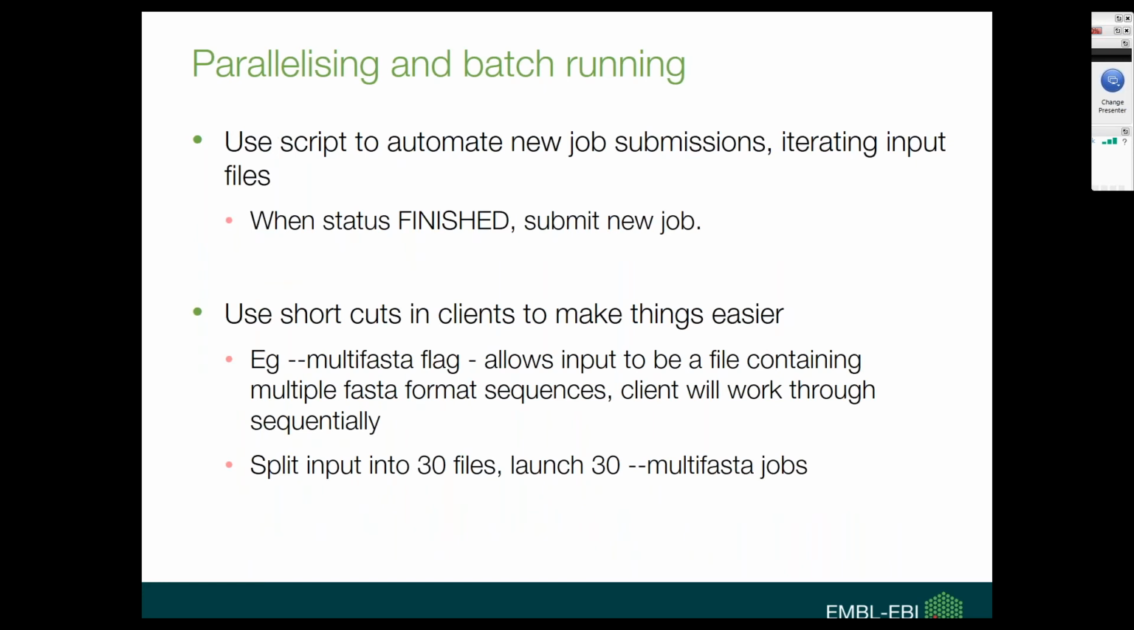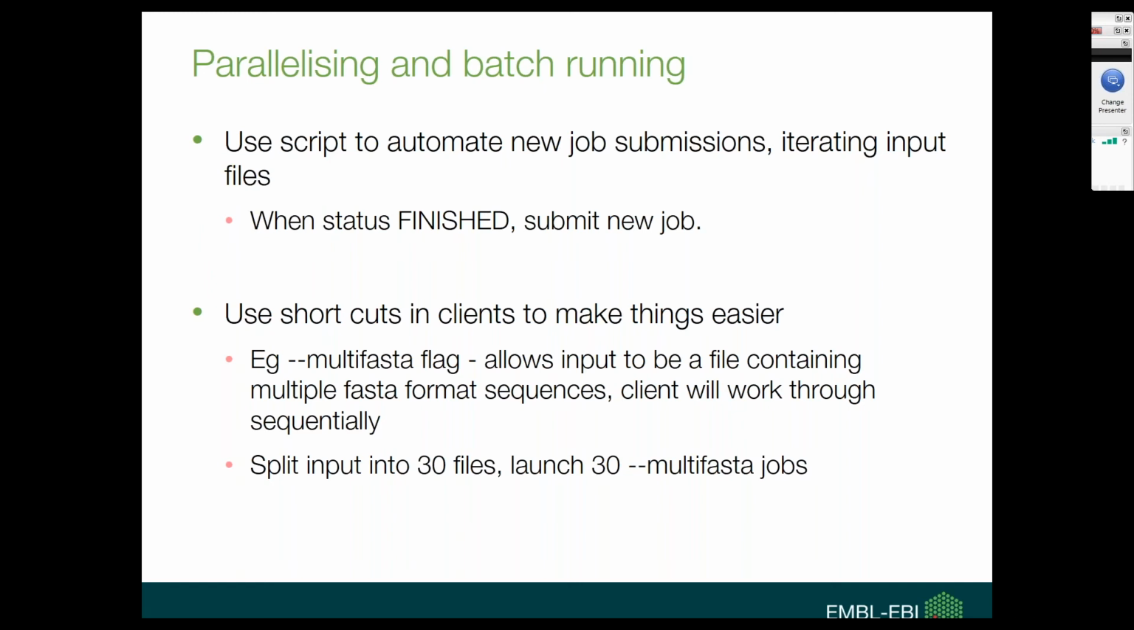So how do you actually end up parallelizing or batch running these things? One way is to use a script to automate new job submissions. What you're doing is replacing that input file name with a new input file name. You can use a simple looping script that checks, and when jobs return the status of finished, you can submit a new job so that you have a running batch of up to 30 running at the same time. And you can quickly churn through long files, long input lists this way.